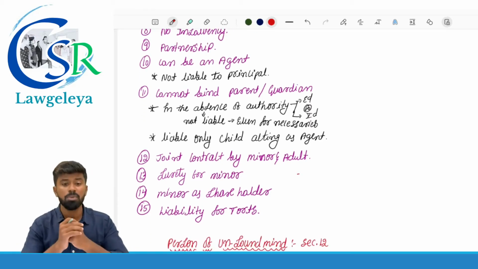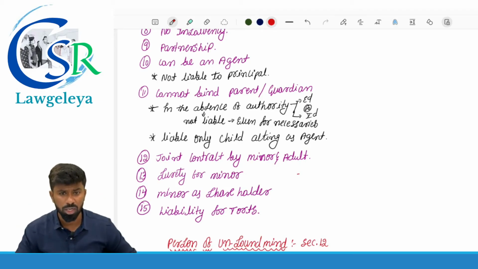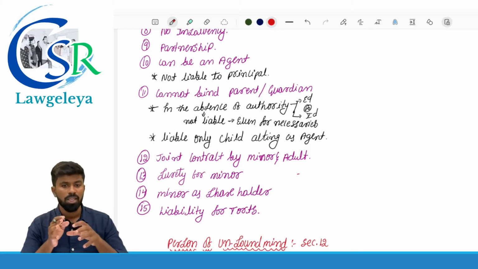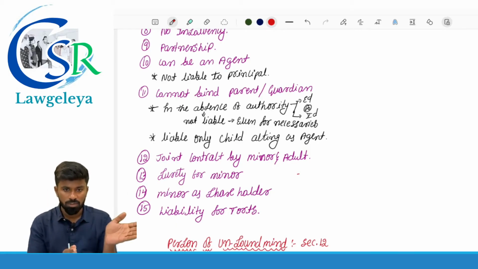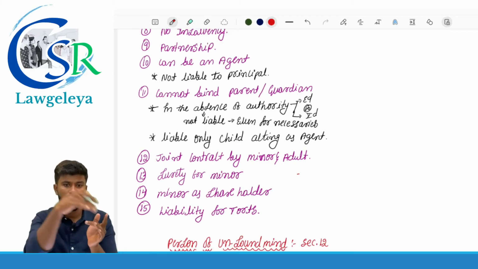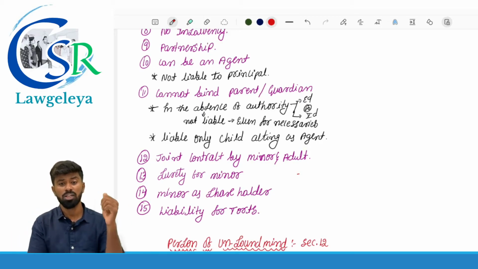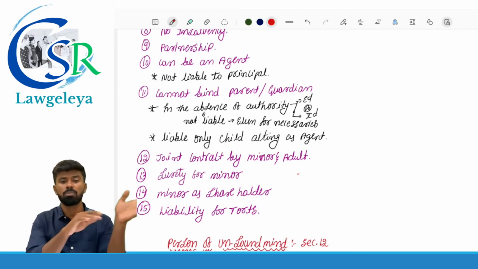Next one, can he be an agent? Yes, absolutely, a minor can be an agent. Who can be an agent? Even minor can be an agent without binding himself to whom? Principal. It means if minor does something on behalf of the principal to third party, who is responsible? Principal is responsible. But if minor does any mistakes while acting as agent of principal, can principal sue minor?